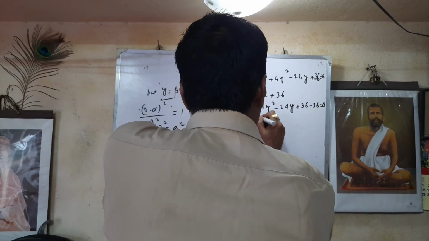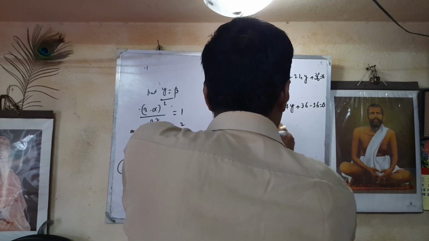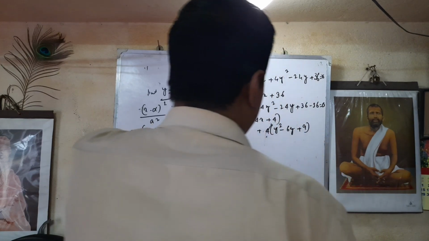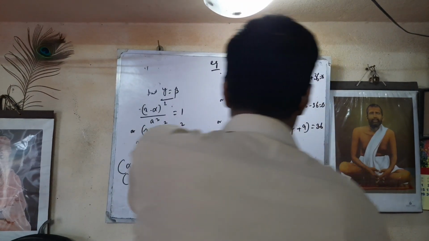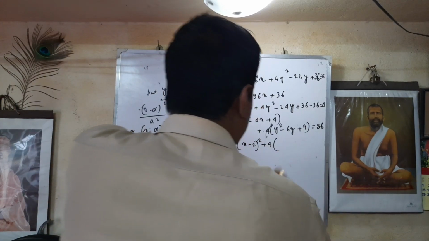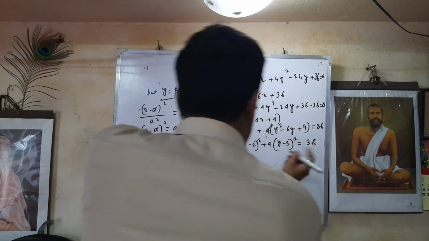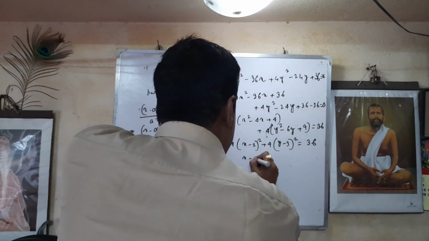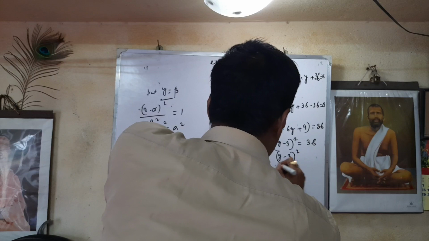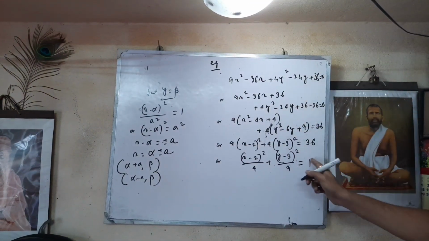x square minus 4x plus 4, plus y square, with 4 common, 4 into y square minus 6y plus 9, equals 36. Then 9 into (x minus 2) whole square plus 4 into (y minus 3) whole square equal to 36. Dividing both sides by 36, we have (x minus 2) whole square by 4 plus (y minus 3) whole square by 9 equals 1. So it is a familiar equation of an ellipse. So this curve represents the equation of an ellipse.